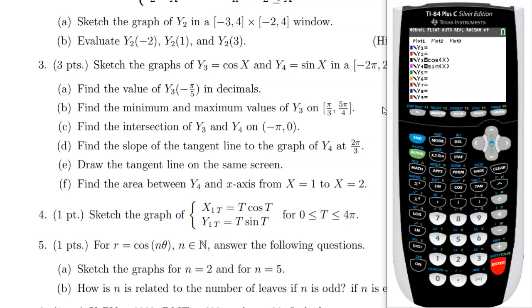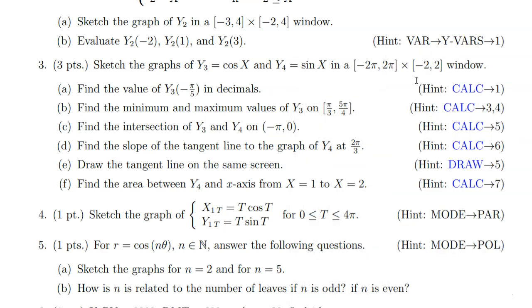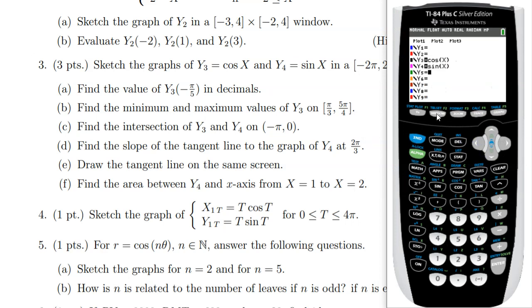Then we're going to sketch it from negative 2 pi to 2 pi, and negative 2 to 2. So let's do that. Window size. You have a negative 2 pi. Where is pi? We should be able to find pi somewhere, right? Oh, is this a pi right there? Here. All right, so you have negative 2 pi and a positive 2 pi.